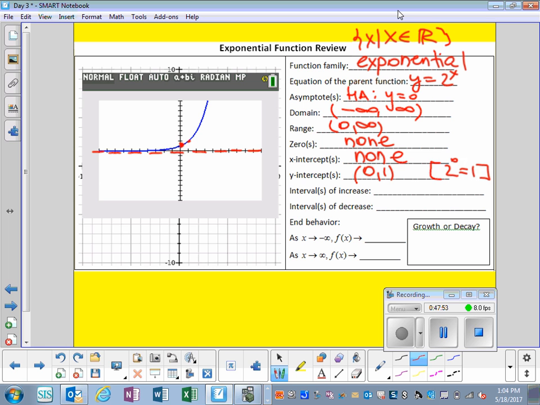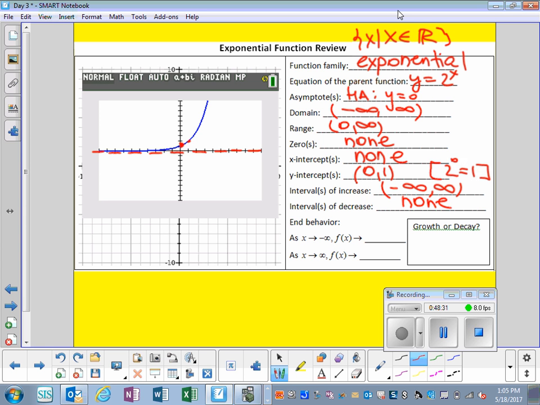Okay. Intervals of increase. Is my function increasing or decreasing? Yes, it's increasing. As I travel from left to right, I go up. So it's increasing everywhere on its domain. So I always copy the domain: negative infinity to infinity, right? The increasing and decreasing intervals are all about x values. Where is my function increasing? Everywhere on its domain. Decreasing interval? None.